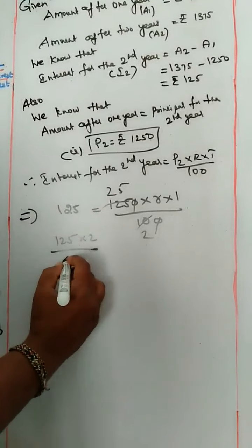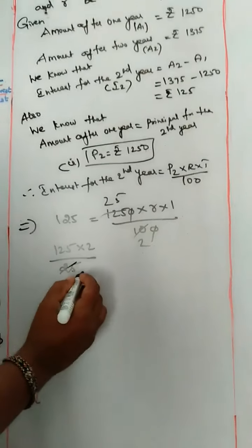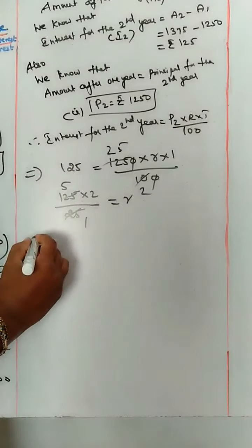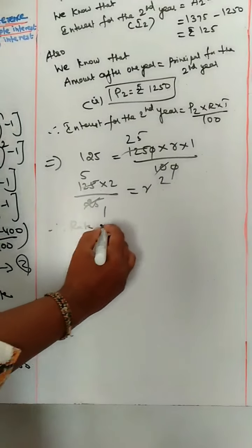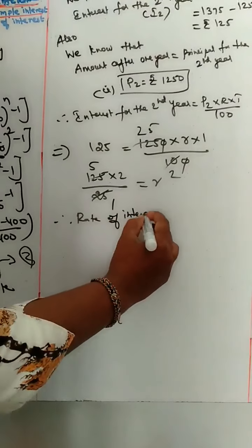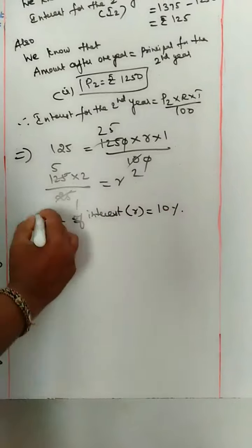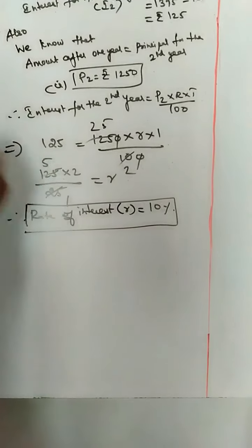Taking this to the numerator and taking this to the denominator. Right? By 20 table we cancel this 1 time. This is 5 times, which is R. Therefore, rate of interest R equals 10%, which is what you have to find for this question.